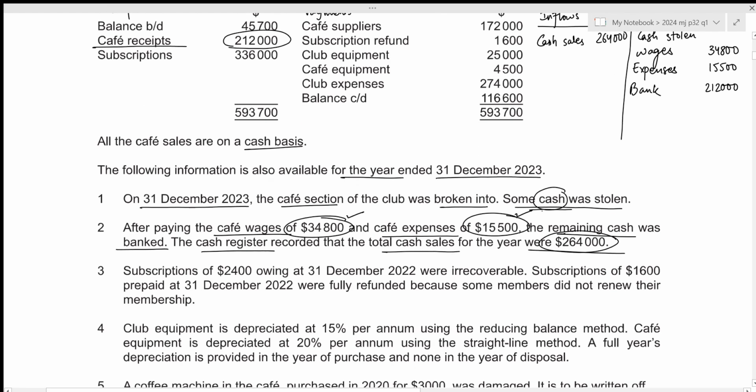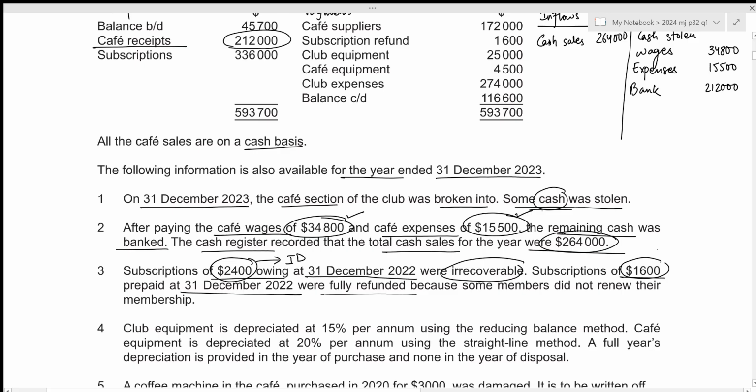Then we have the subscriptions of 2,400 owing at 31st December 2022, which were irrecoverable. So these will be the irrecoverable debt during the year. Then the subscriptions of 1,600 prepaid at 31st December 2022, which is again the opening date, were fully refunded because some members did not renew their membership. So in this case, the 1,600 will be paid to the member who had prepaid at the opening date, but they did not renew their membership, which means that the club will not use this amount. They have to refund it back to the members.